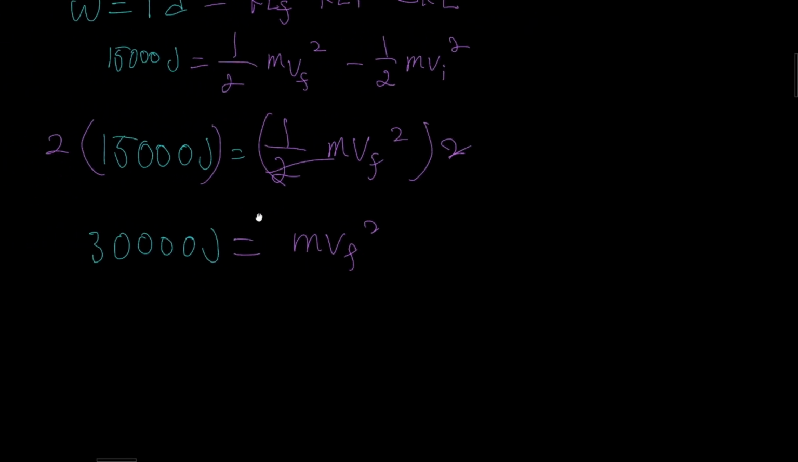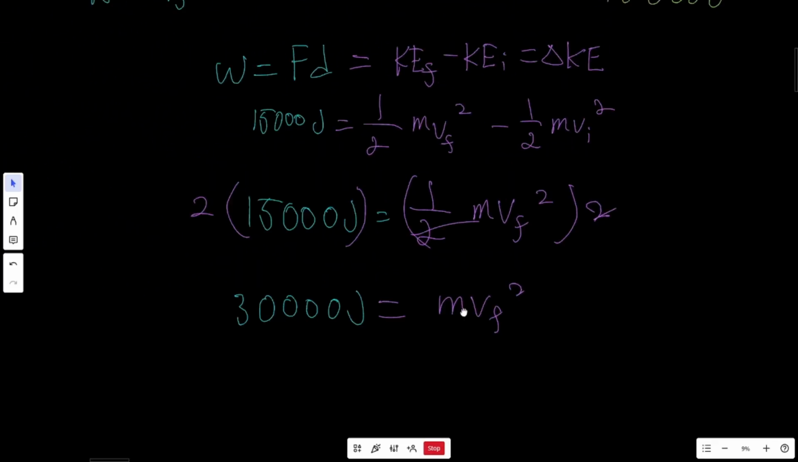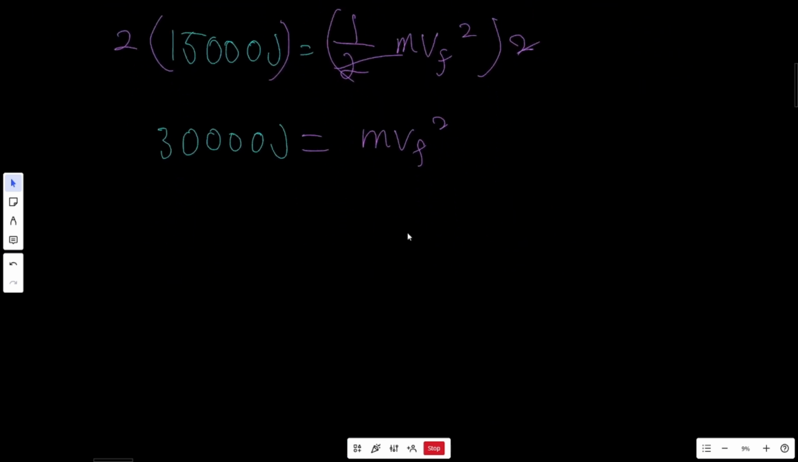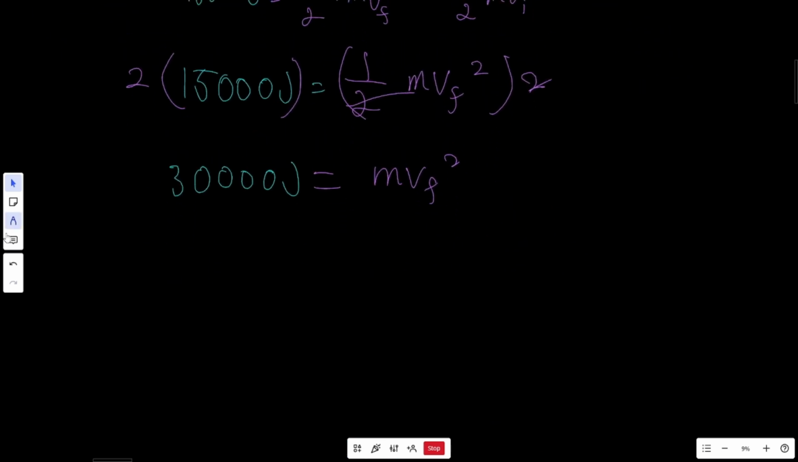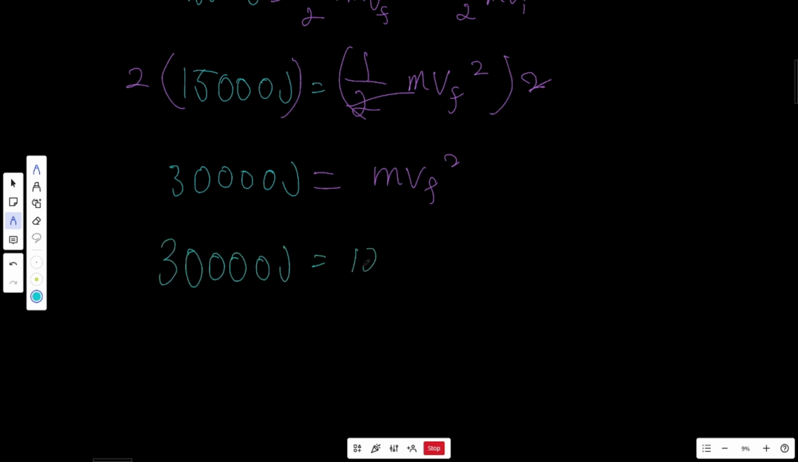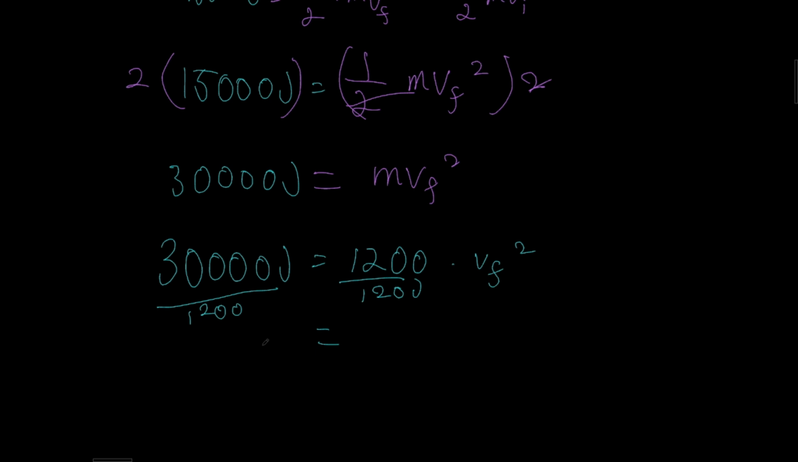Okay, so now after this, we also have our value for mass. So let's add our value for mass into the equation. According to the question, our value for mass is 1,200 kilos. So we're going to plug it in, and we'll get 30,000 joules is equal to 1,200 times vf squared. Dividing both sides by 1,200, we'll get 30,000 divided by 1,200 is equal to 25.